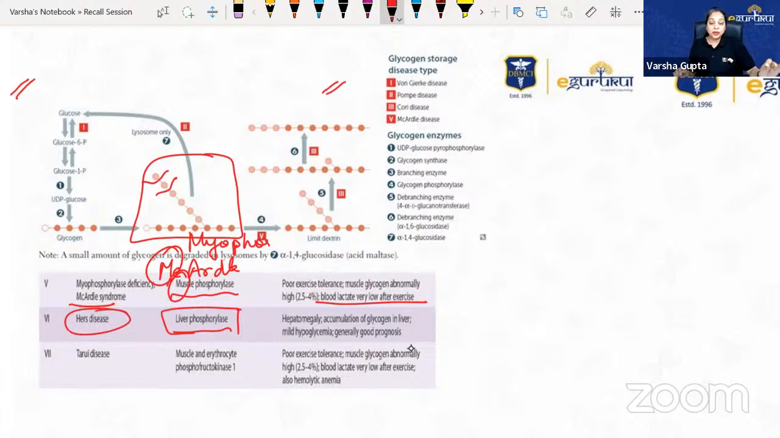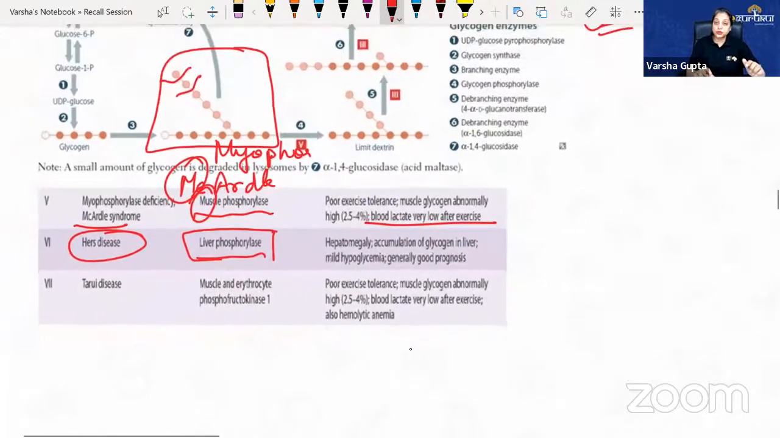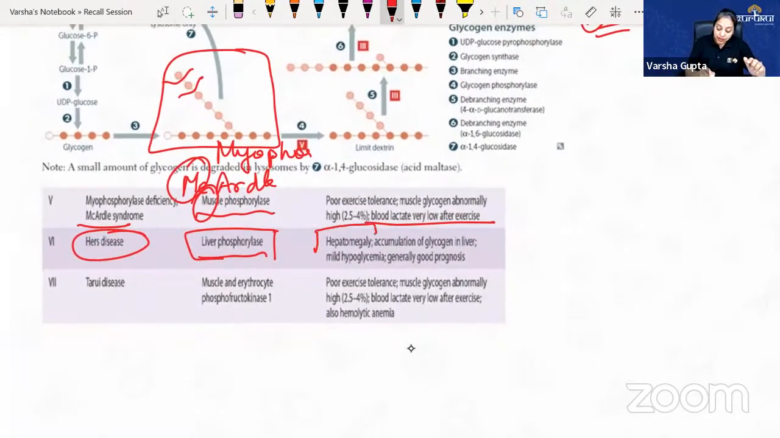Hers disease. Everybody, Hers disease. How are you going to remember it? HER is female, and everybody loves their buddy, right? The girlfriend. So that is the H and L. That's how I remember it, right? Everyone loves their girlfriend very much. So Hers is the liver phosphorylase, and in this we see hepatomegaly and mild hypoglycemia. This is like a milder version.